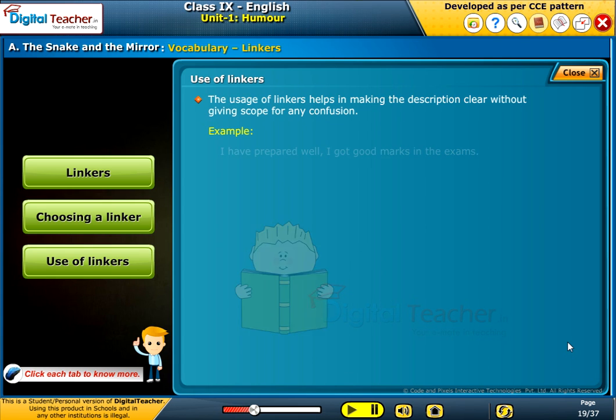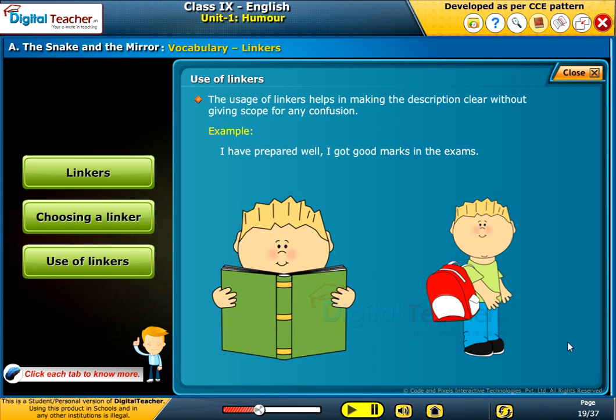Example: I have prepared well. I got good marks in the exams. This example contains two different ideas but are not connected logically. When we modify it as I have prepared well, as I got good marks in the exams, both the ideas are getting connected logically. Here, as is playing a role of a linker.